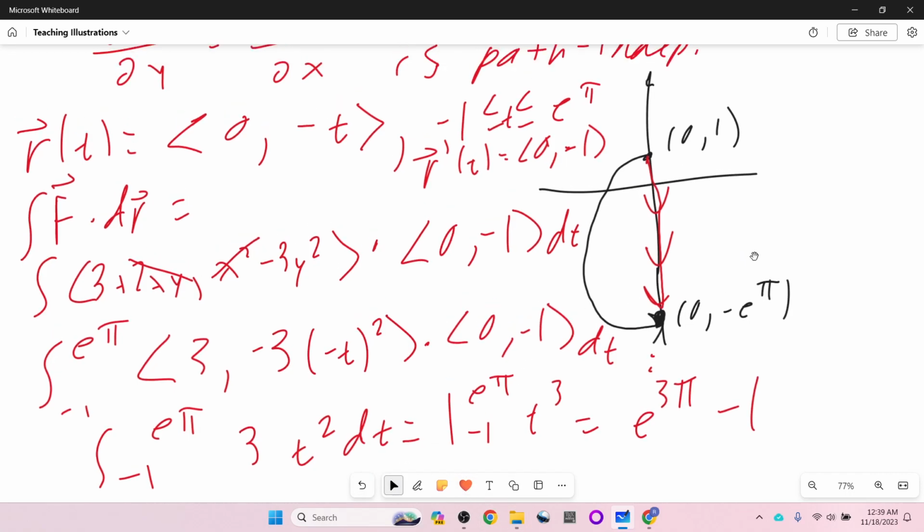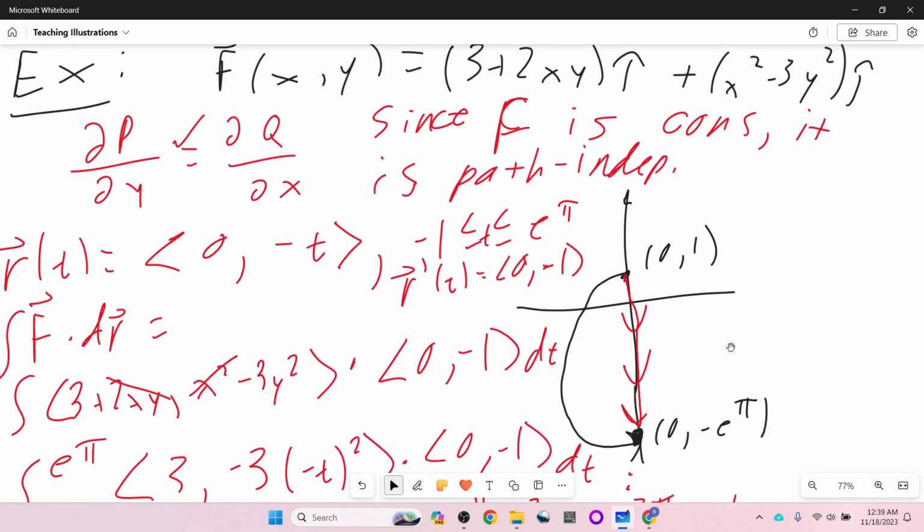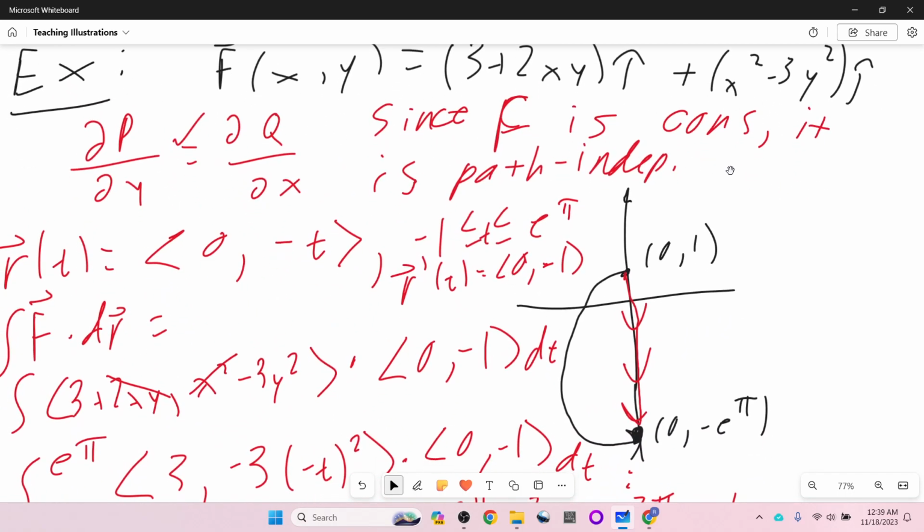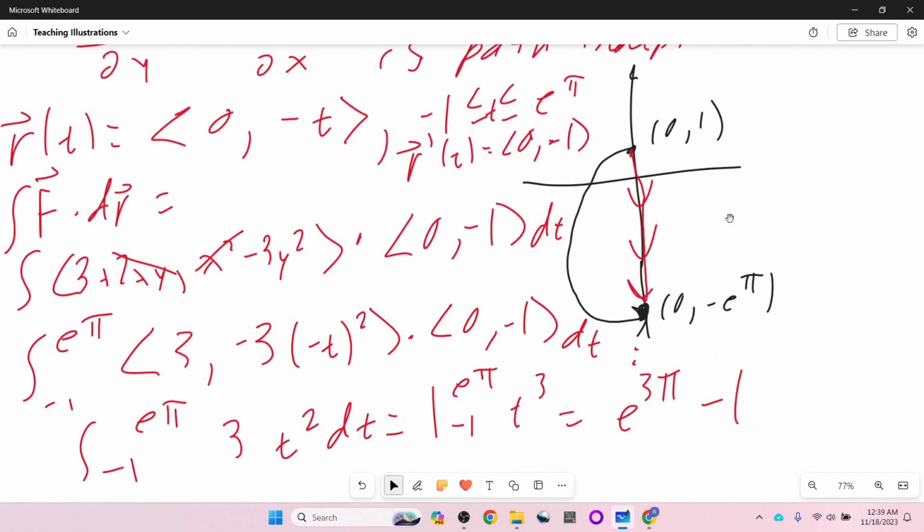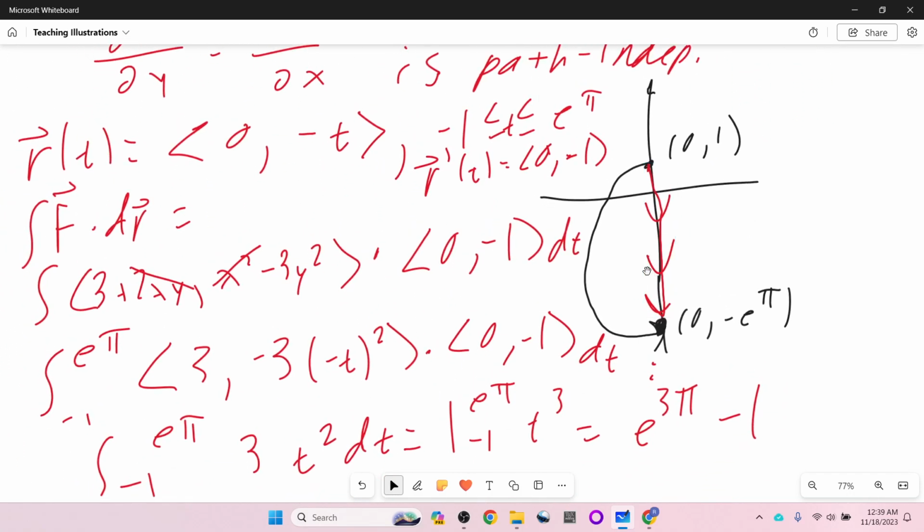So, pros and cons here. Pro: once you know it's conservative, you can just make up a new path that's easier, and you don't have to spend time finding a potential function. Con: you still have to come up with a path, and there may not be one that cancels out quite as nicely as this. Whereas if you have the potential, you don't need to worry about paths at all. You just plug in the start and end points and subtract. So depending on the problem, one way might be easier than the other.